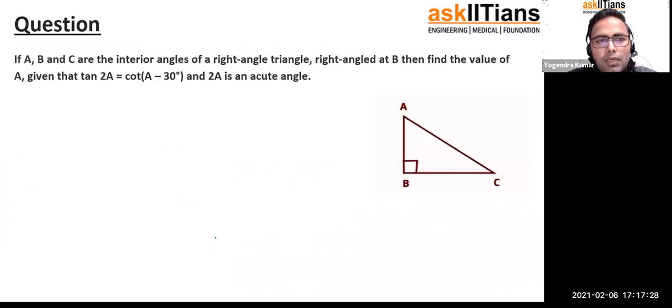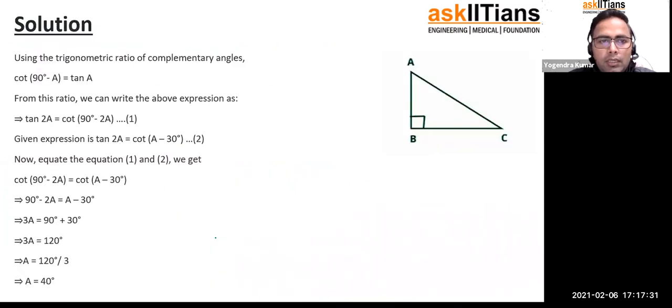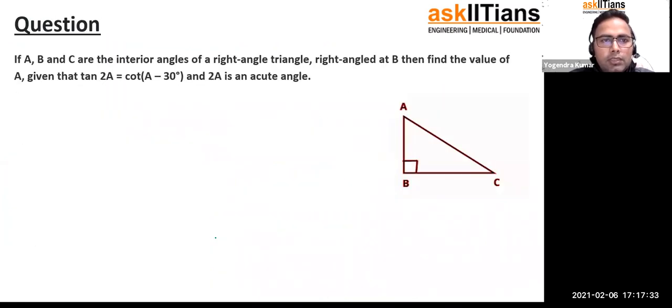So now we have questions based on this. That's all, this is the end of these topics. But you need to remember it, right? Okay, let's do this question. If A, B, C are the interior angles of a right angled triangle, right angled at B, then find the value of A, given that tan 2A is equal to cot of A minus 30 degrees.